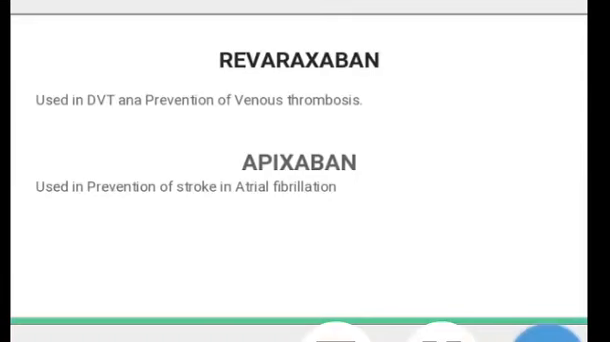There are two common examples. Rivaroxaban is used in DVT and also used to prevent venous thrombosis. DVT is a thrombus or clot present in the deeper vein. Another example is apixaban, which is used for prevention of stroke in atrial fibrillation. So these drugs are also called blood thinners.